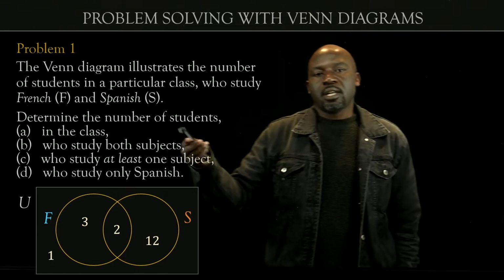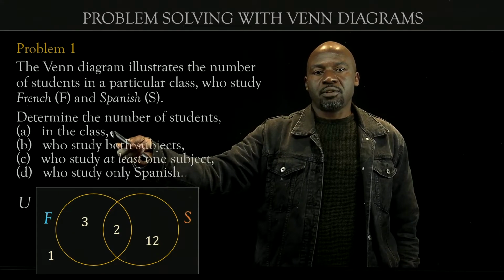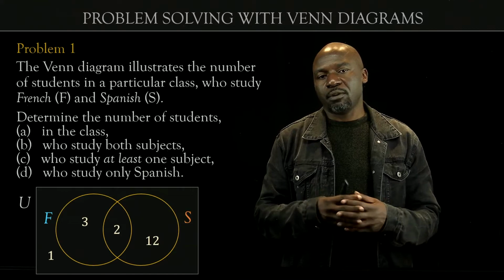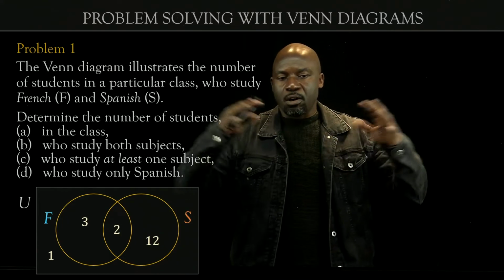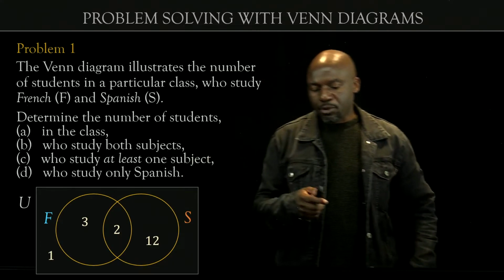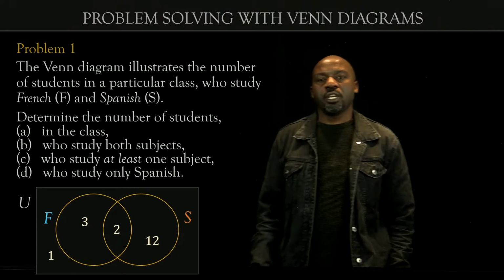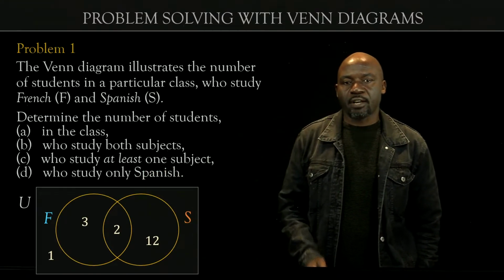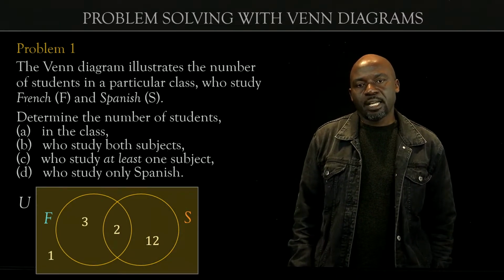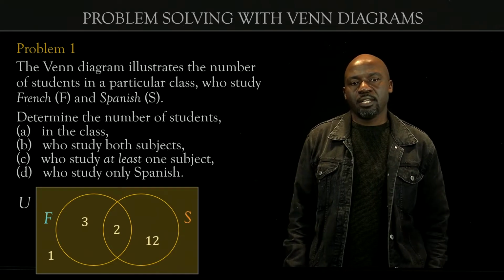So determine the number of students in the class. So clearly this is referring to the universal set, okay? Because whatever we are talking about involves students in a particular class. So whatever we choose is going to come from this class, so that represents our universal set. So we are basically looking for the universal set, which is the whole thing, whole stuff inside that rectangle, which I've now shaded. And now we look at the number of students inside the shaded region.